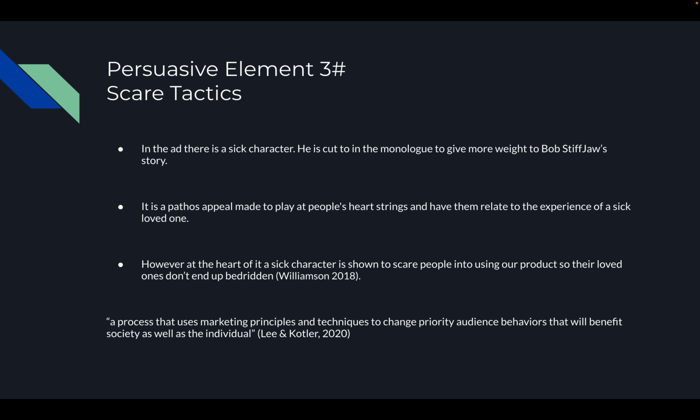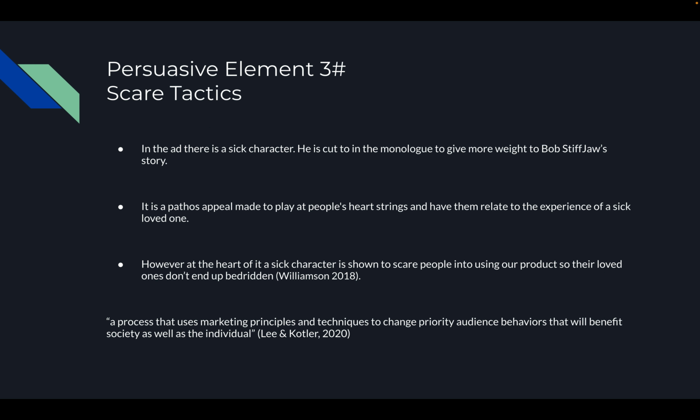Scare tactics is a fallacy, but it also is an effective fallacy. In the ad, we have a sick character that we cut to in between the monologue. We just don't stare at him. We make sure he's in between the message. This adds more to Bob Stiffjaw's story. It's a pathos appeal, as we learned a lot in lecture. We play at people's heart and try to relate it to a time they had a sick loved one.